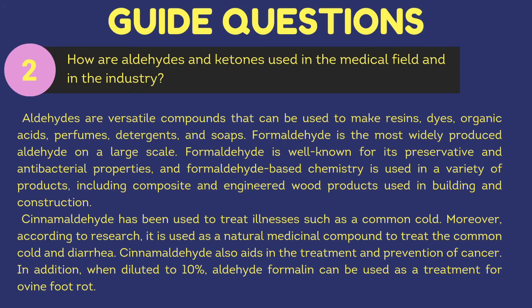For the second question, aldehydes are versatile compounds that can be used to make resins, dyes, organic acids, perfumes, detergents, and soaps. Formaldehyde is the most widely produced aldehyde on a large scale. Formaldehyde is well known for its preservative and antibacterial properties, and formaldehyde-based chemistry is used in a variety of products including composite and engineered wood products used in building and construction.